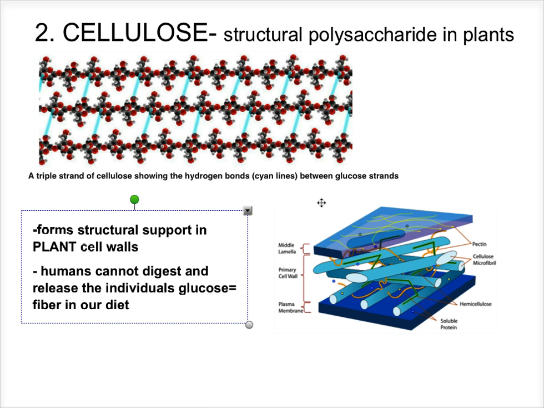Animals that have special enzymes released by bacteria called cellulase are able to metabolize cellulose and release the glucose. We do not get any energy from cellulose.